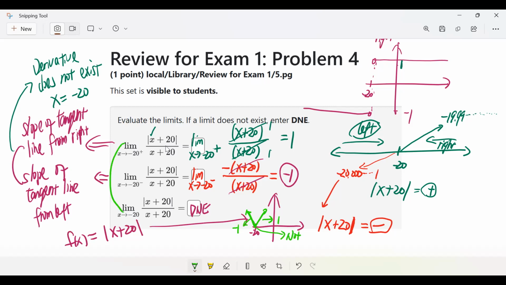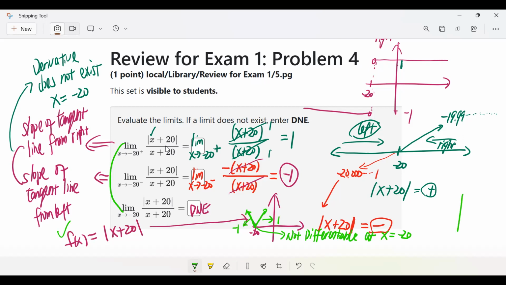And these 3 statements actually prove the derivative does not exist at x equal to -20. So that's the whole purpose of this analysis: the original function f of x is not differentiable at x equal to 20. Because it's a corner, right? The same thing happens at a cusp.